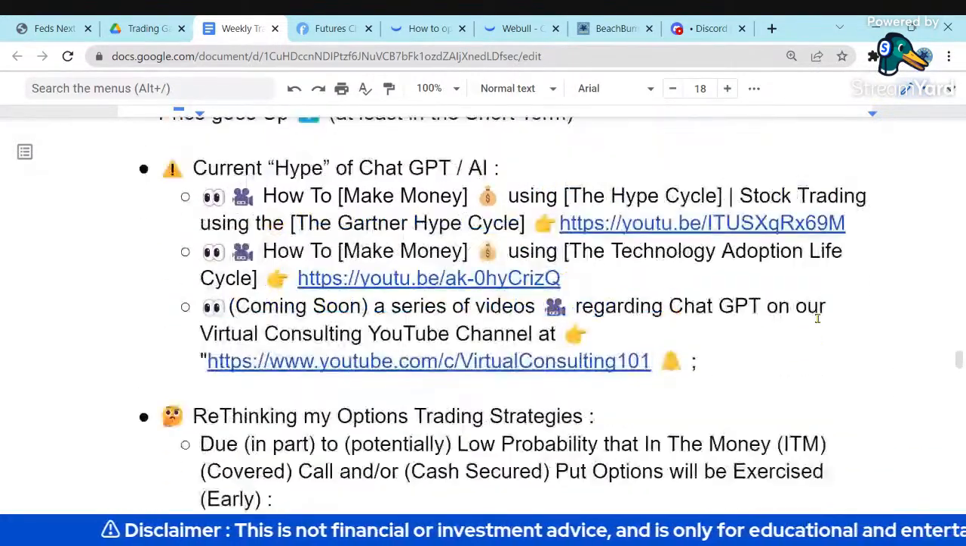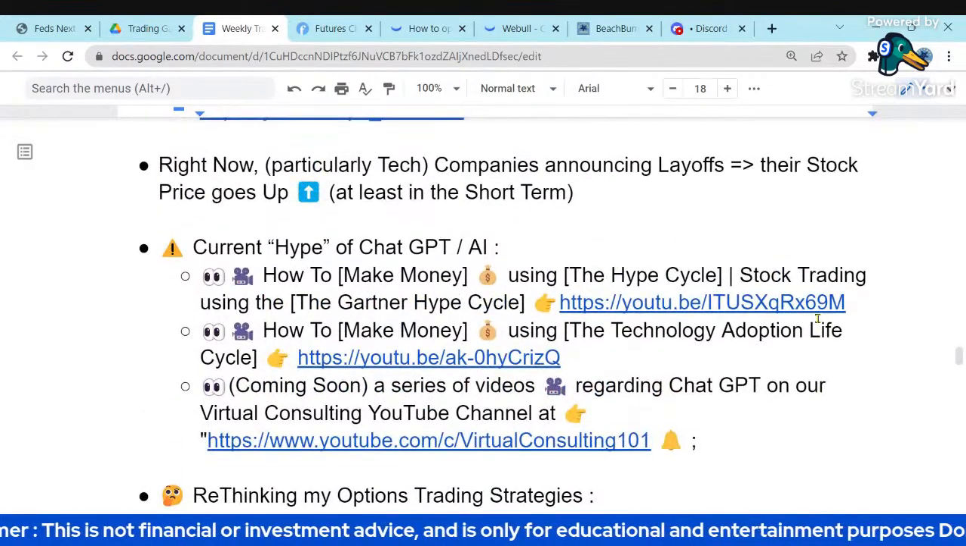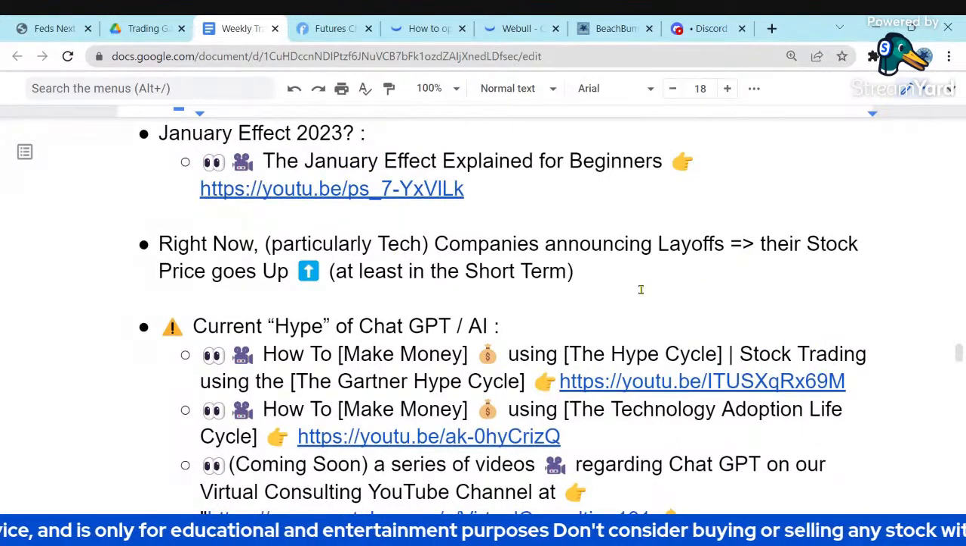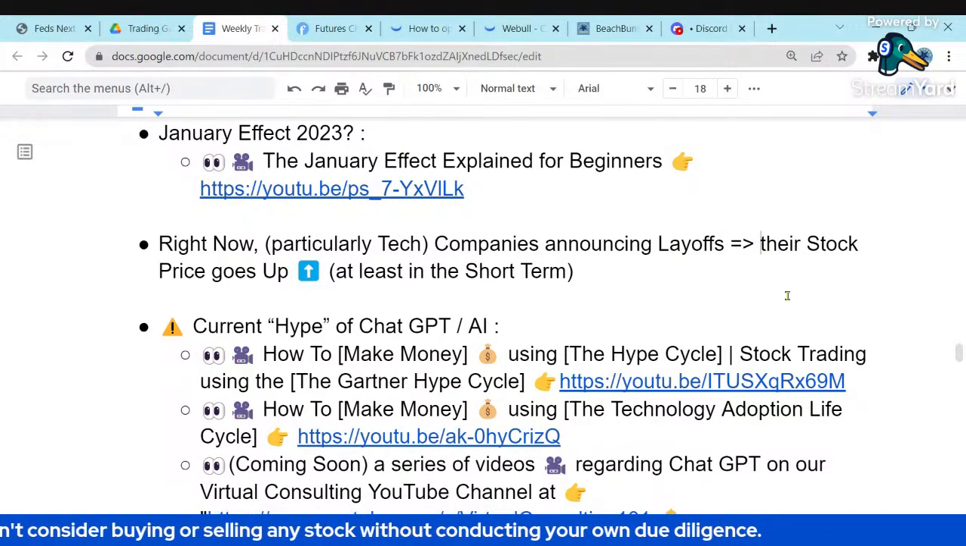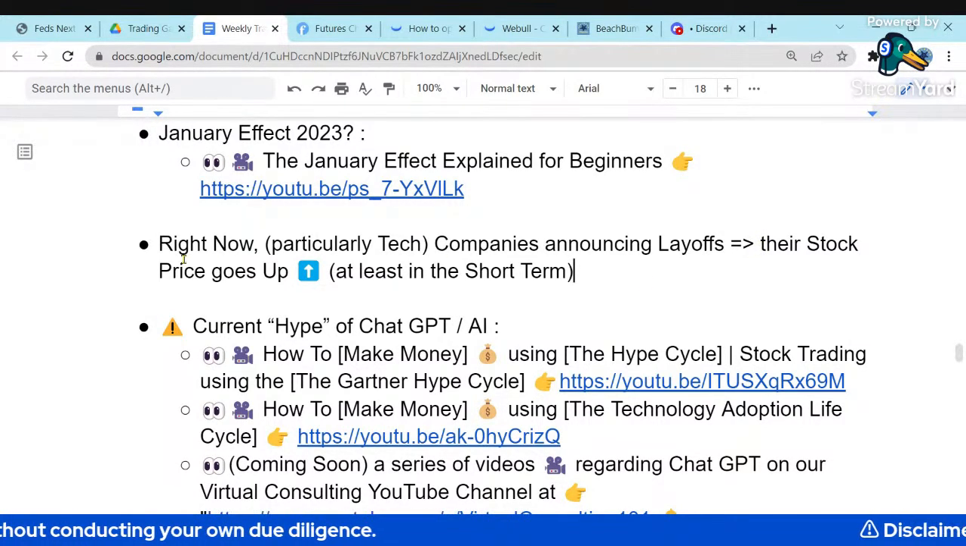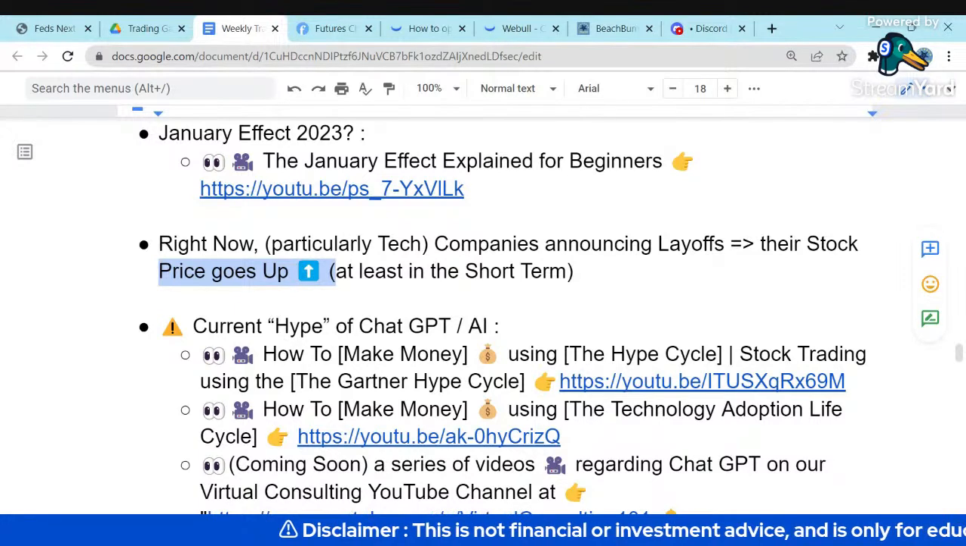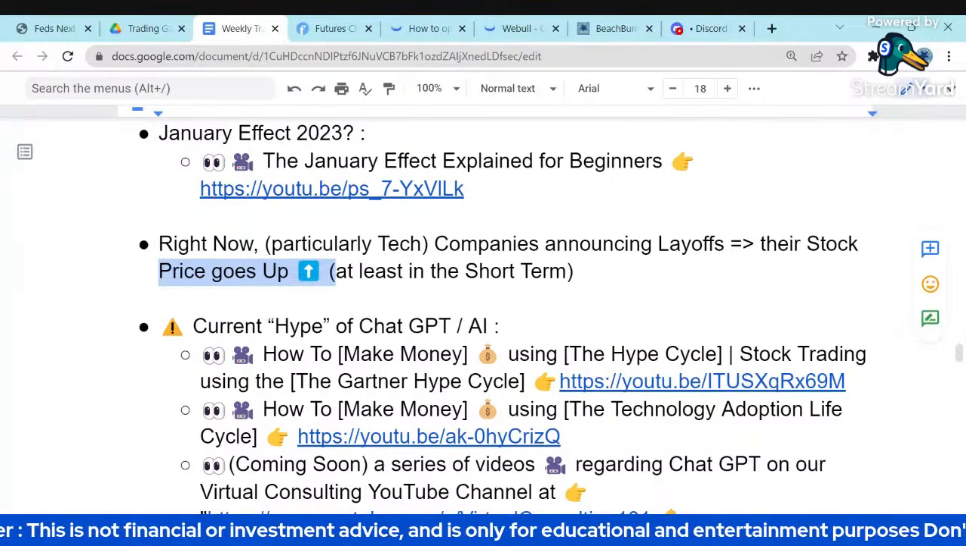So let me talk quickly about some other strategies. We talked about layoffs last week, and I pointed out that what I'm seeing, in my opinion, is that as these tech companies in particular announce layoffs, the market is taking that as a positive and pushing their stock price up, assuming they're being more fiscally responsible, tightening their belt, and will be more resilient to a potential recession or even just a slowdown in the economy.